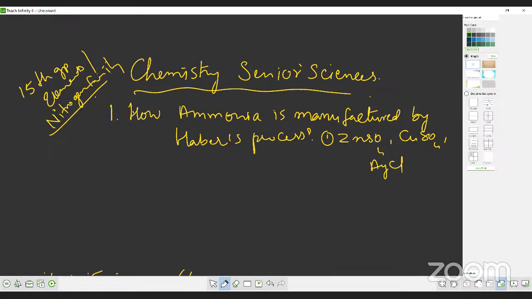Okay, students, the manufacturing of ammonia carries 4 marks. If you write the manufacture of ammonia, it will get 4 marks. And if you write the reactions, the 3 reactions carry 4 marks. So in this way, the marks will be divided, right? Manufacture is 4 marks and chemical reactions are 4 marks. Now, coming to the manufacture of ammonia.